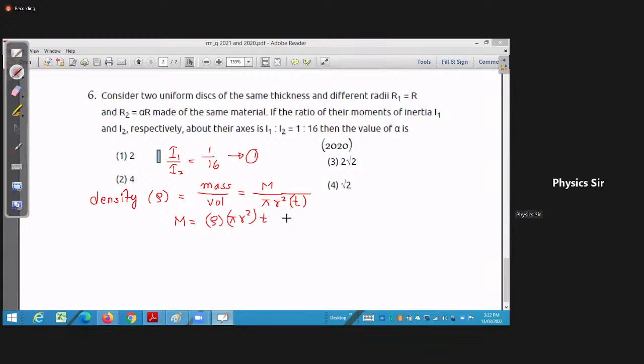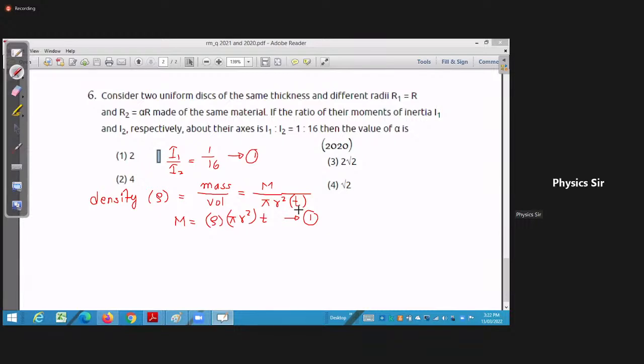बच्चे लोग इधर तक समझा क्या? बोलो इधर तक समझा क्या? चमका क्या इधर तक? चमका. ओके, सो मास मिल गया, रो पाई आर स्क्वायर टी.